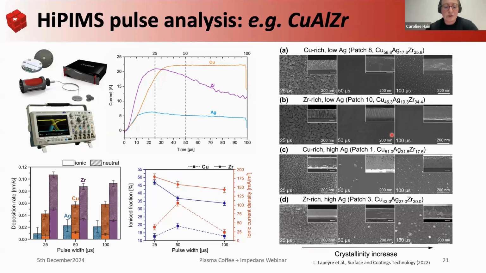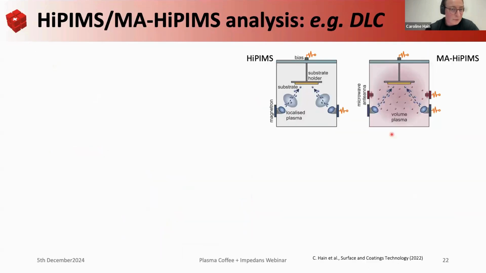Okay, so for another example, I move to diamond-like carbon, right? In terms of characterization, it can be a bit tricky. In terms of DLC, we can have something more sp2-like or sp3-like, so more graphitic or more like diamond. In this work, I was looking from pulsed DCMS to HiPIMS and then microwave-assisted HiPIMS. Here I'll focus on the comparison of HiPIMS and microwave plasma assisted HiPIMS.